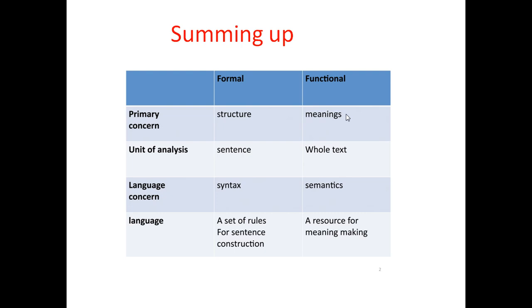Lastly, according to formal grammar, language is a set of rules for sentence construction. For functional grammar, as I told you before, language is not only a social semiotic, but also and primarily a resource for meaning making. Okay? So remember that, meaning is our key preoccupation in functional grammar. Structure is more likely to be the main interest of a formalist.